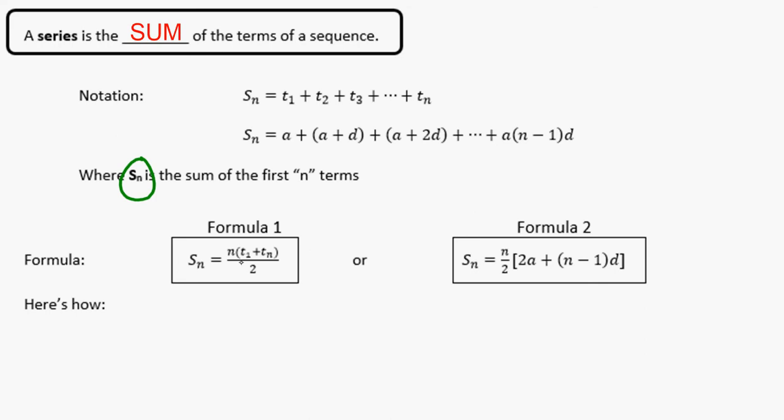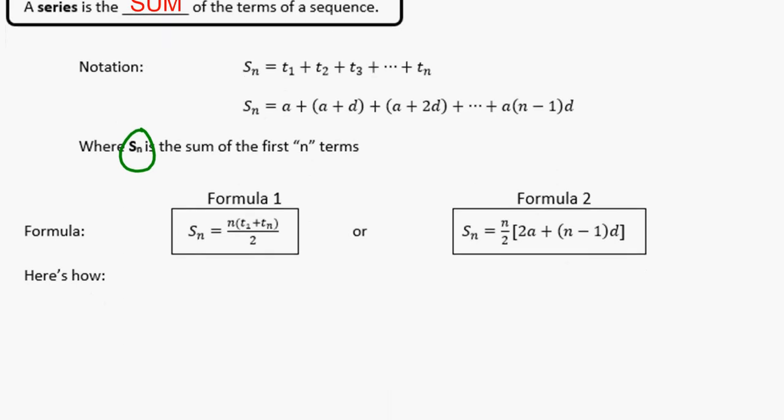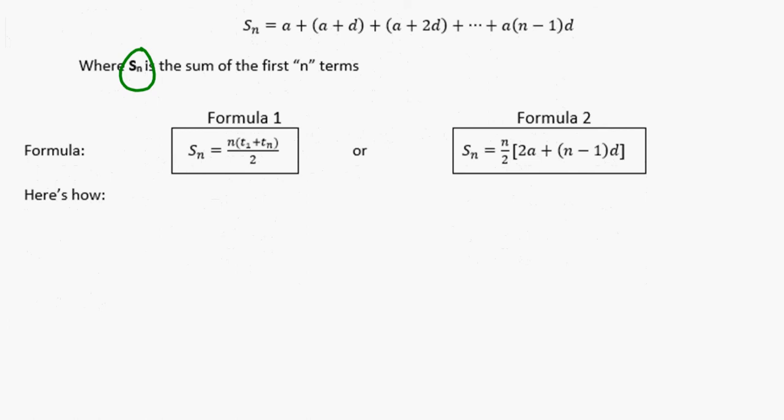So there are two formulas. There's this formula here, Sn is equal to n times T1 plus Tn, so the first plus the last term, divided by 2, and n is the number of terms. The second formula is this, Sn is equal to n over 2, bracket 2a plus n minus 1 d. I'm going to show you how to go from formula 1 to formula 2 quickly. This is nothing you need to show, it's not even really a proof, but I'm going to show you how to do that.